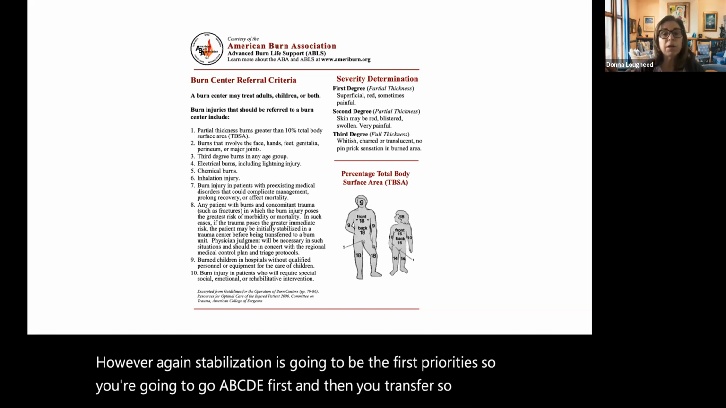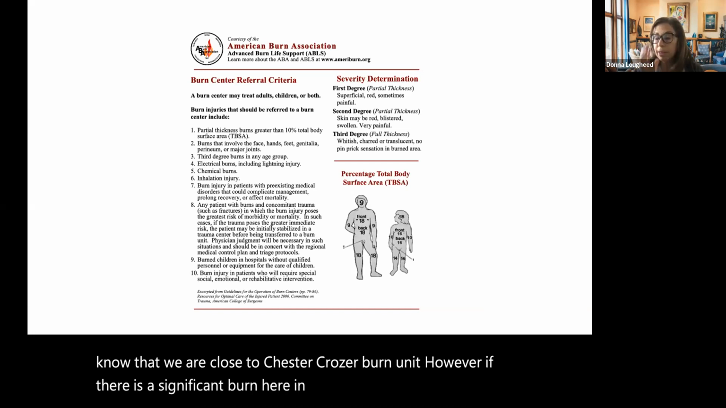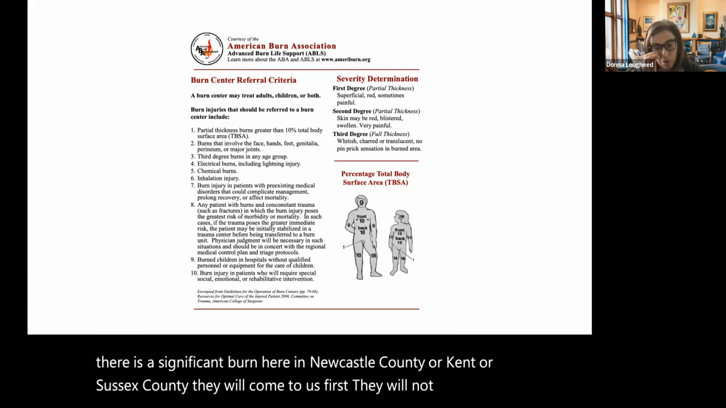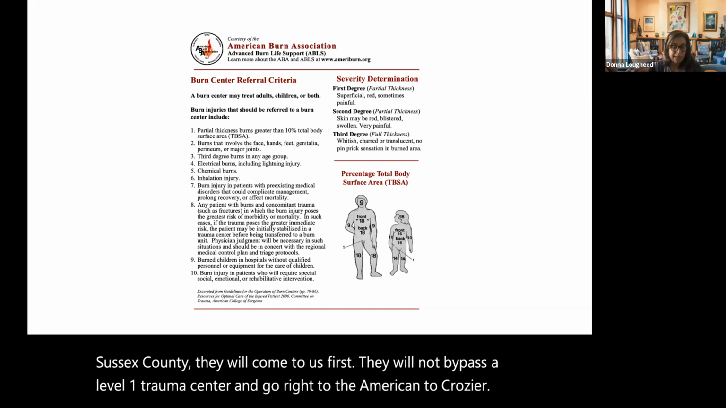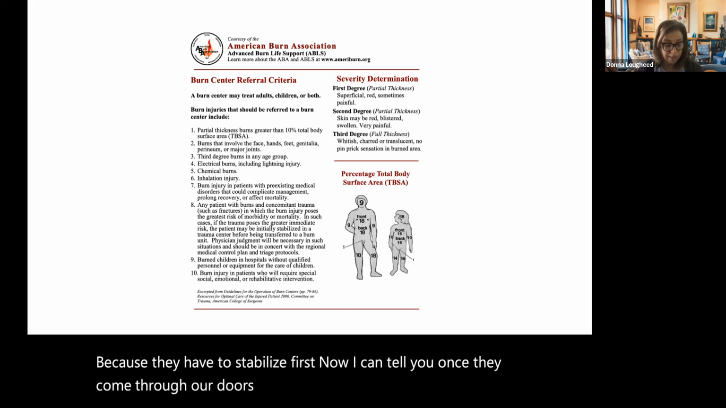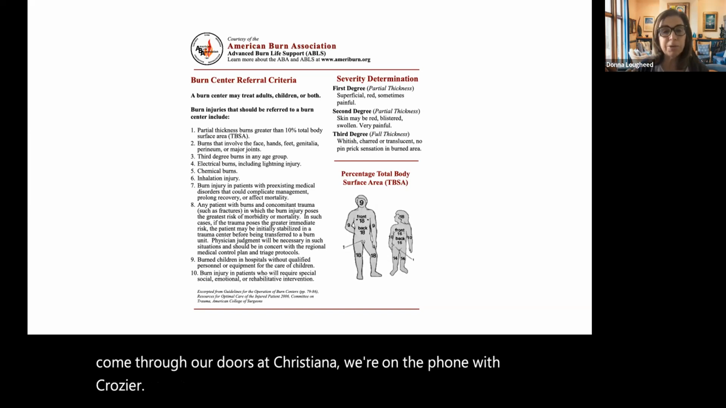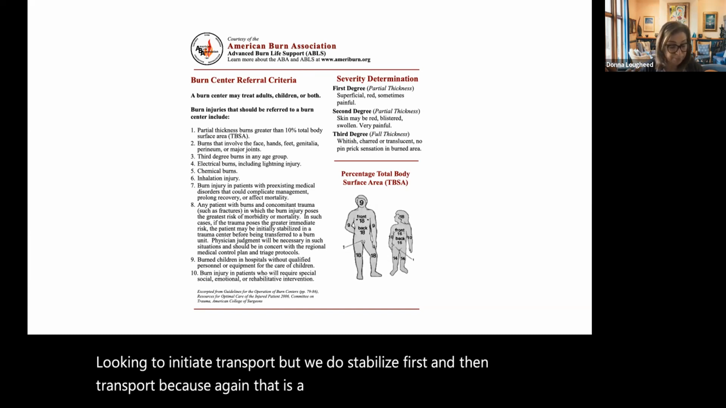So we all know that we are close to Chester Crozier burn unit. However, if there is a significant burn here in Newcastle County or Kent or Sussex County, they will come to us first. They will not bypass a level 1 trauma center and go right to Crozier, because they have to stabilize first. Now, I can tell you, once they come through our doors at Christiana, we're on the phone with Crozier looking to initiate transport, but we do stabilize first and then transport, because again, that is a specialized care.